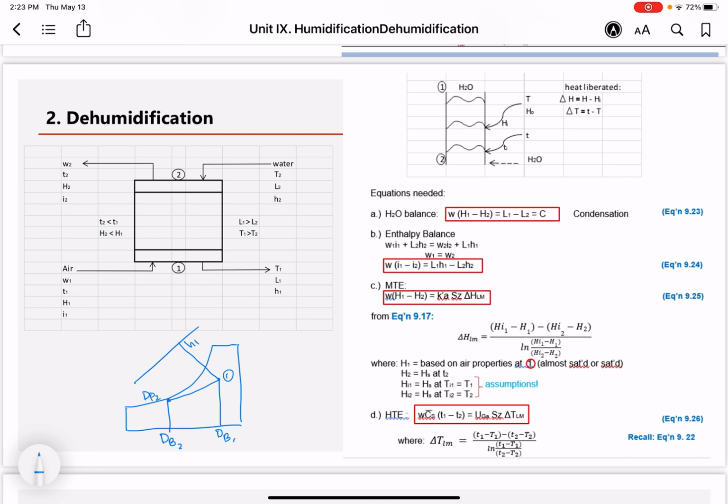Take note that at percent saturation, your dry bulb, your dew point, and your wet bulb are equal, or they are the same. Ito yung dew point 1 mo naman. Okay? And of course, you know that this would be the enthalpy 2.